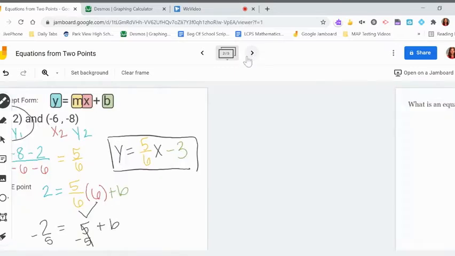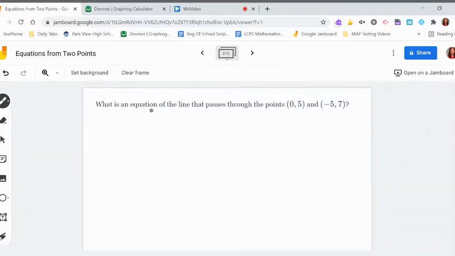Okay, let's look at another example. What is the equation of the line that passes through the points 0, 5, and negative 5, 7? So I'm going to go ahead and write my y equals mx plus b. Actually, I don't need that yet. What I need right now is my slope formula.